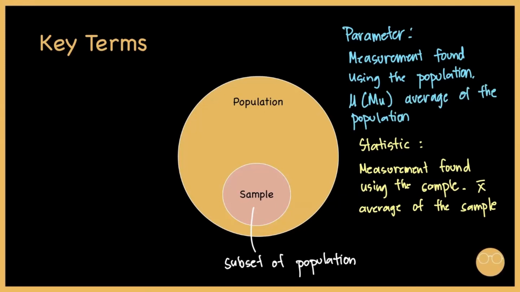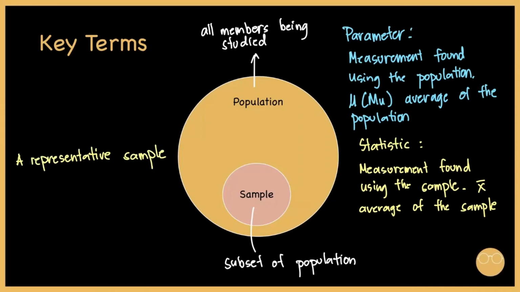A parameter is a number that represents a property of a population. So for example, if we are talking about math classes as our population, then the average number of points earned per student over all the math classes is an example of a parameter. We can now say that a population is the collection of all members being studied.